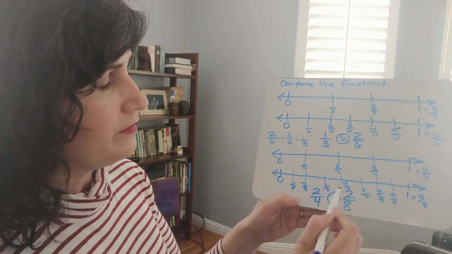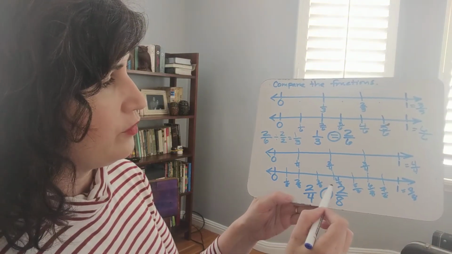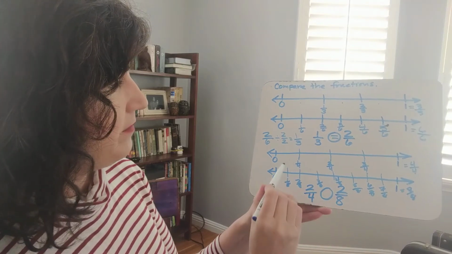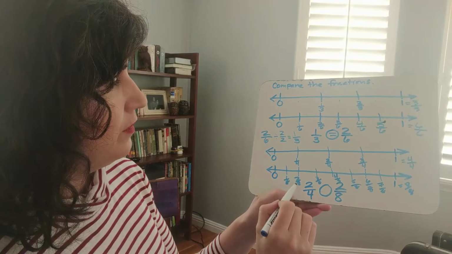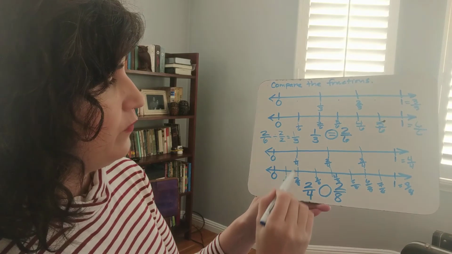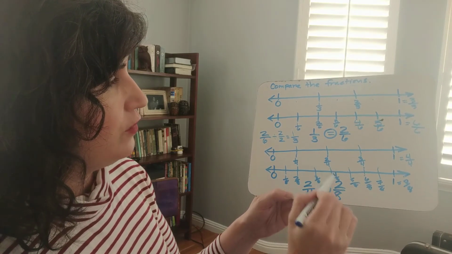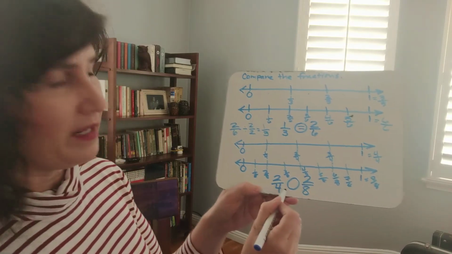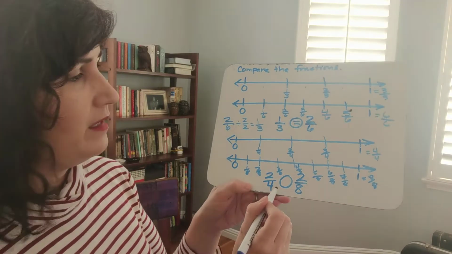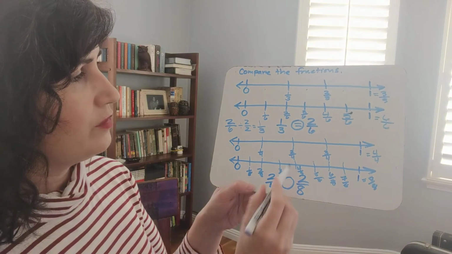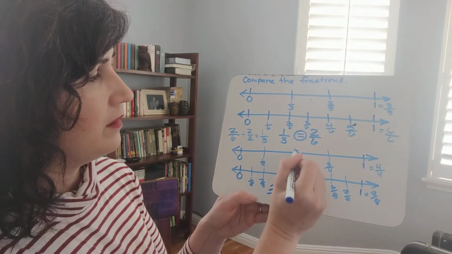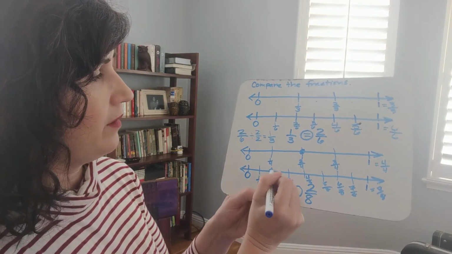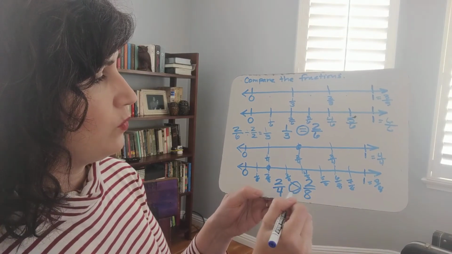2/4 is right here. It's actually equivalent to, it's at the same line. Let's see, 1/4. This is 2/8. 1/4 and 2/8 are equivalent. 2/4 and 4/8 are equivalent. So right here, I would have to use a greater than, less than, or equal to sign. So I notice 2/4 is here, while 2/8 is here. So 2/4 is greater than 2/8.